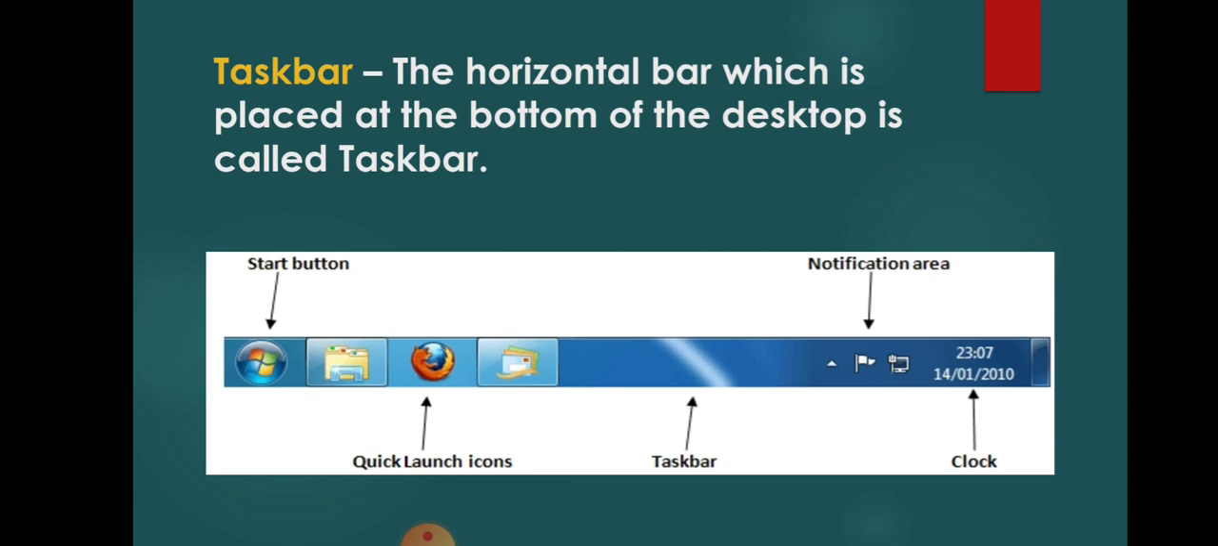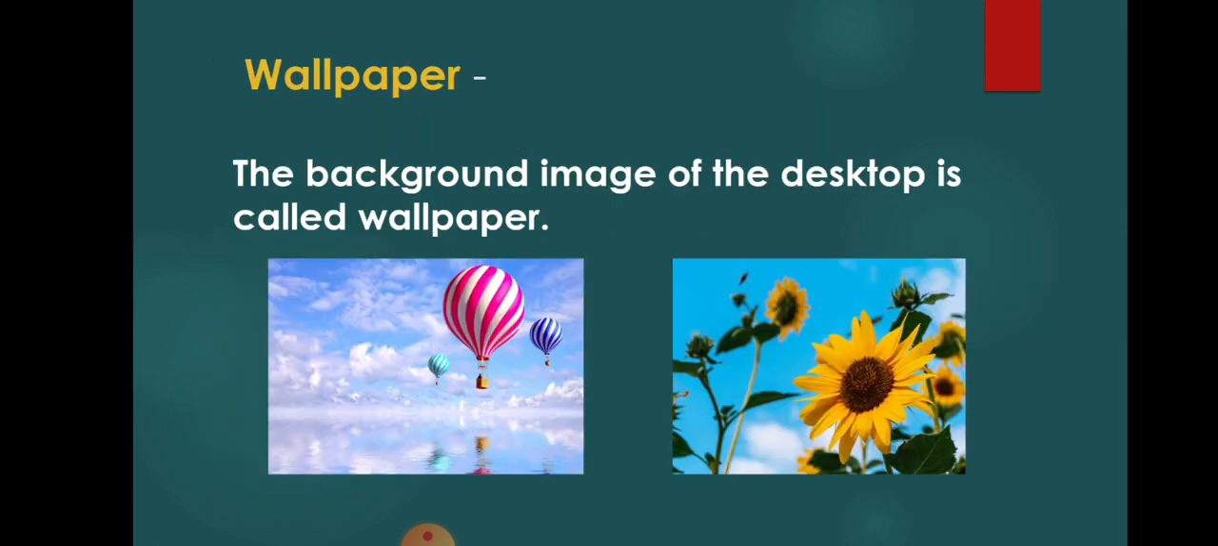Okay. And the next, system tray. The system tray holds system clock, system volume and some other notification icons. The next one is wallpaper. The background image of the desktop is called wallpaper.